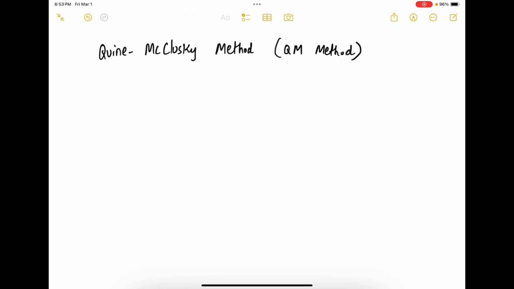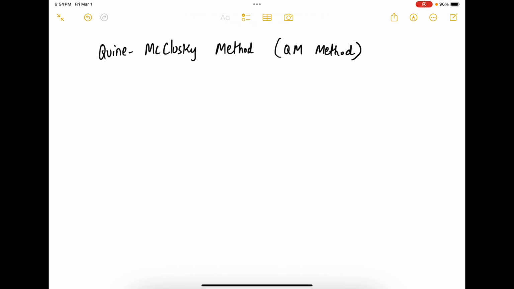The next topic that we are going to deal with is the Quine-McClusky method. Solving problems with K-maps might not always be easy, especially when you take more than 4 variables. In this case, the Quine-McClusky method is a much more systematic method to come to a minimal solution.